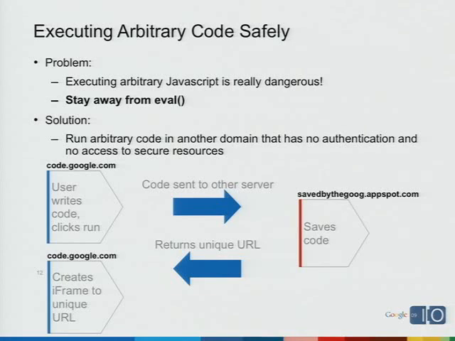So the solution is an iframe, and it's creating an iframe on another domain that doesn't have access to any of these cookies or any private secure resources. So when the user writes code on the playground and then clicks run, the playground takes that giant chunk of code that they have, it sends it to another server. That server then stores it in the database, and then it returns a unique URL to that code. The playground takes that URL, and it creates an iframe to that code.